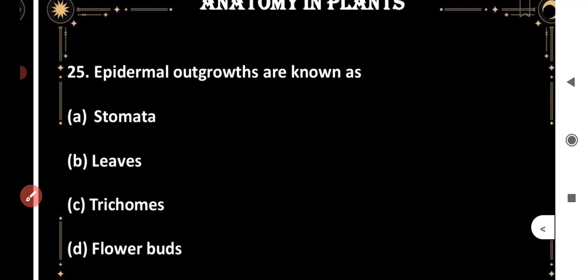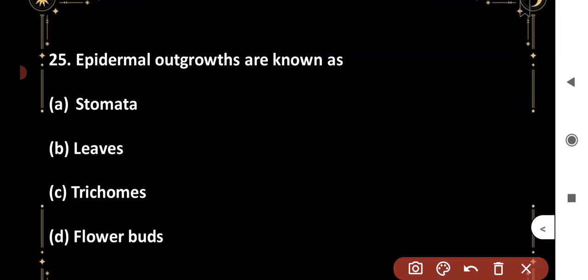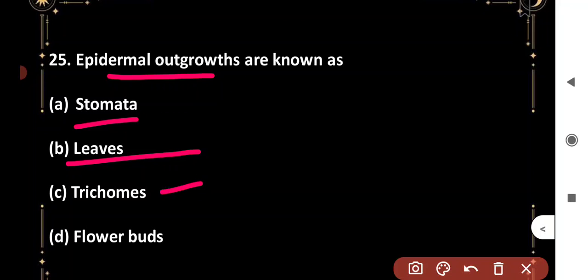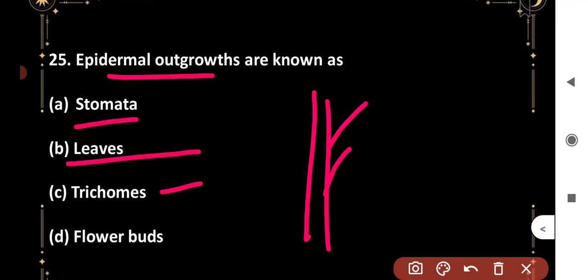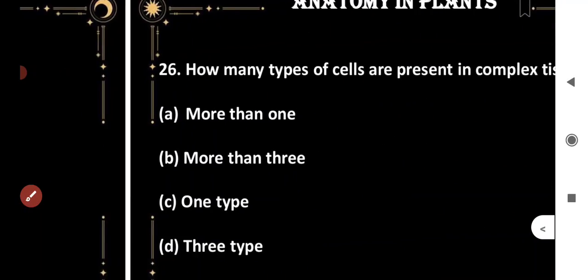Alright, next question. Epidermal outgrowths are known as what? Let's see the options: stomata, leaves, trichomes, buds. Stomata is not an outgrowth. Leaf is not an outgrowth. Trichomes are hair-like structures present on the stem. So trichomes are epidermal outgrowths. Option C is correct.